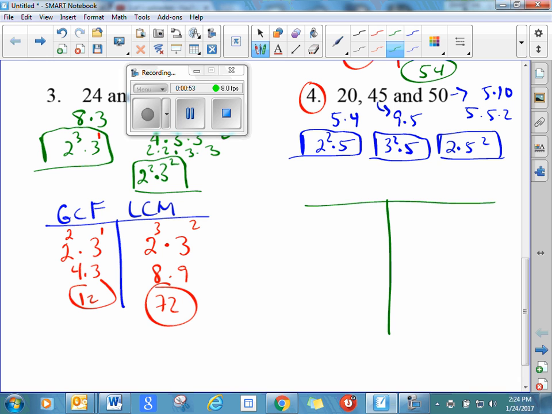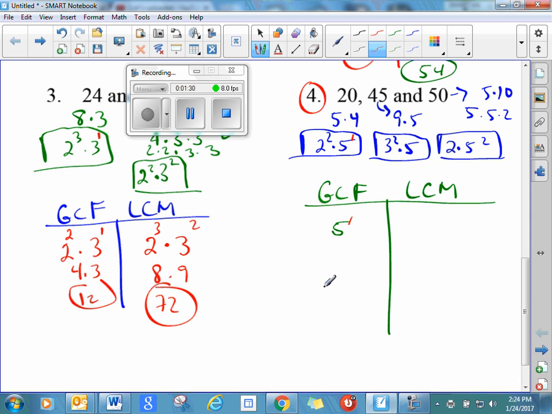So we're going to make our T-chart. I'm going to start with the GCF. I usually start with the GCF, the smaller guy. I'm looking for bases in common. To be in the GCF, they've got to be in every single prime factorization. So I have a 2 here, but no 2 here. I stop. I can't use 2. I have a 5 here, a 5 here, and a 5 here. That's good. My GCF is 5, and I'm going to put the lowest exponent on it. 5 to the first, I can stop, because there's nothing lower than 5 to the first.